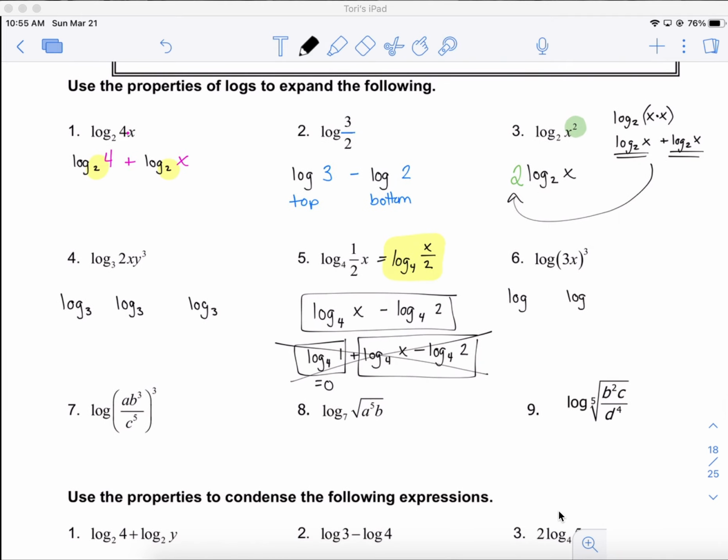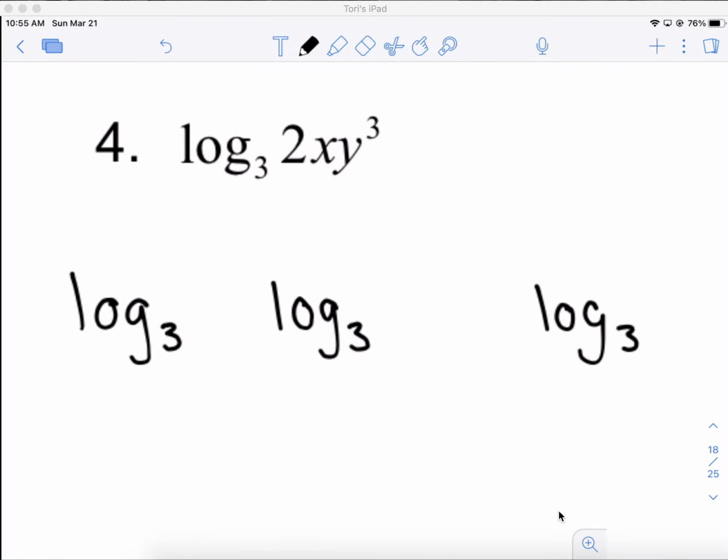On number 4, there is an exponent, but the exponent only belongs to the y. On problem 6, there's an exponent, but the exponent belongs to the whole parenthesis. It belongs to the 3 and the x. So what we do with that is going to depend on who it belongs to. So let's look at number 4 first.